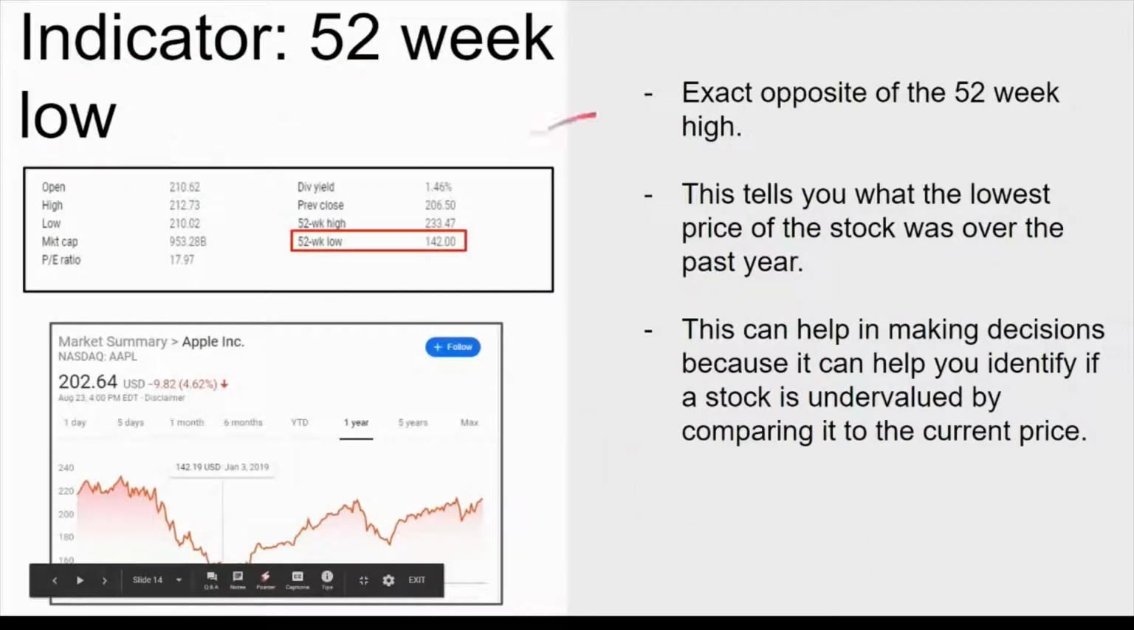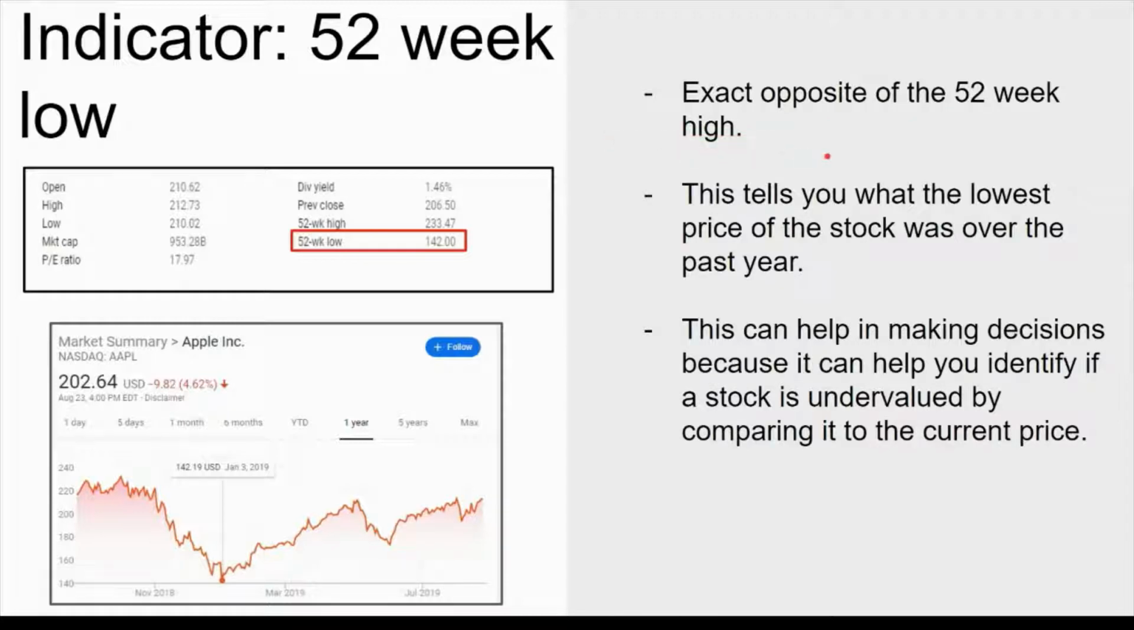And the 52-week low is the exact opposite of the 52-week high, and it tells you what the stock's lowest price was over the past year. And this can help in making decisions because it can help you identify if a stock is undervalued by comparing it to the current price.